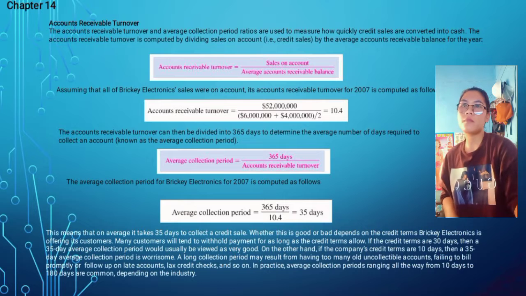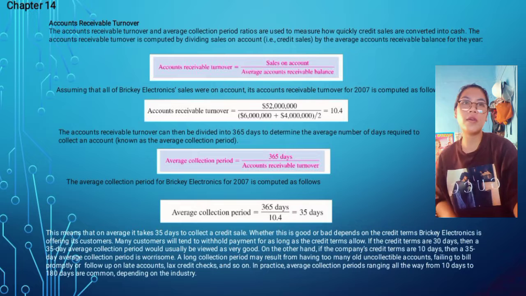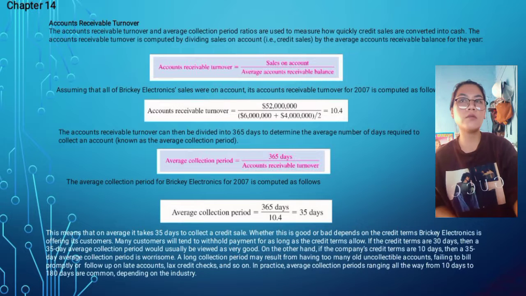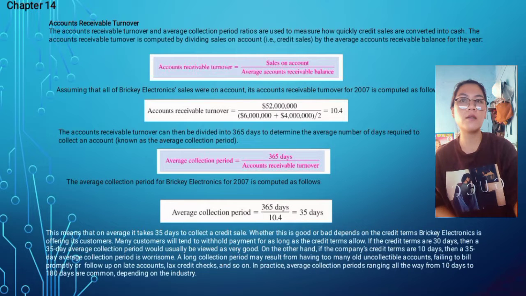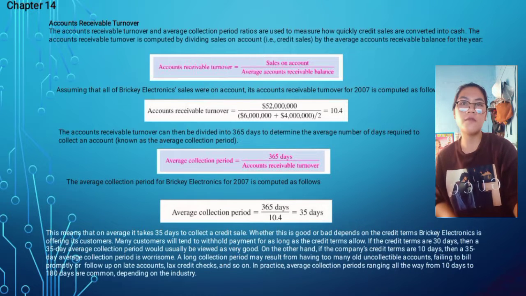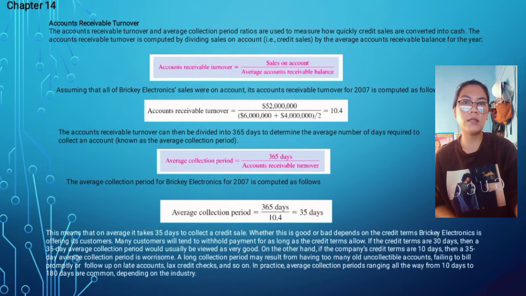The accounts receivable turnover can be divided into 365 days to determine the average number of days required to collect an account, known as the average collection period. The average collection period of Bricky Electronics for 2007 is computed as follows. This means that on average it takes 35 days to collect a credit sale.